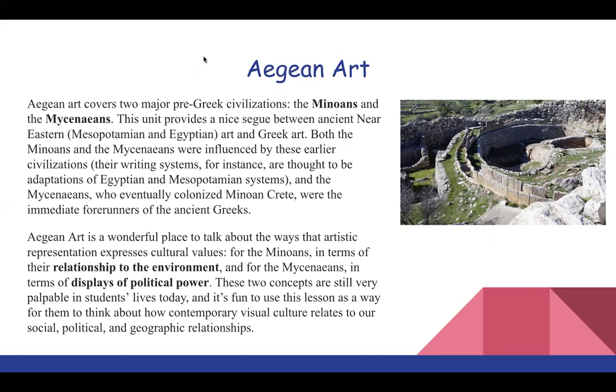Aegean art is a wonderful place to talk about the ways that artistic representations express cultural values, for the Minoans in terms of their relationship to the environment, and for the Mycenaeans in terms of displays of political power. These two concepts are still very palpable in students' lives today, and it's fun to use this lesson as a way for them to think about how contemporary visual culture relates to our social, political, and geographic relationships.